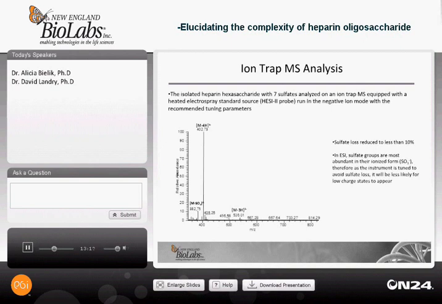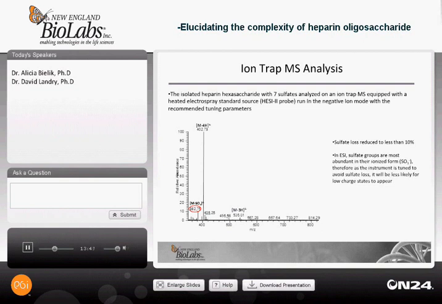So if you take that same isolated heparin hexasaccharide with 7 sulfates and you analyze it on the same ion trap mass spectrometer equipped with a heated electrospray standard source run in the negative ion mode with the recommended tuning parameters, the resultant spectrum is shown here. You see the 4- ion at 402, which is the primary ion in the spectra, and you only see 1 loss of sulfate at 382, and it takes up less than 10% of the spectra. So the sulfate loss with correct tuning parameters is reduced to less than 10%.